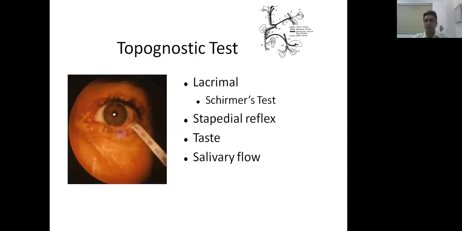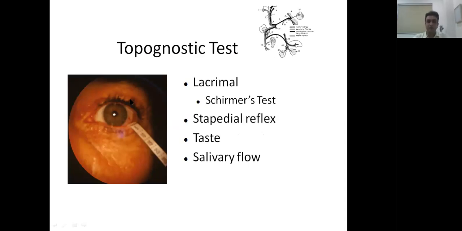There are many topognostic tests, or they are known as topodiagnostic tests, because there are three branches of the nerve. So if there is an injury above the first branch, then all the functions of the facial nerve are lost. If there is injury in between the first and second branch, that means in the horizontal portion of the nerve, that means before the nerve to stapedius is given, then only the function of the first branch, the greater superficial petrosal nerve, that function is lost.